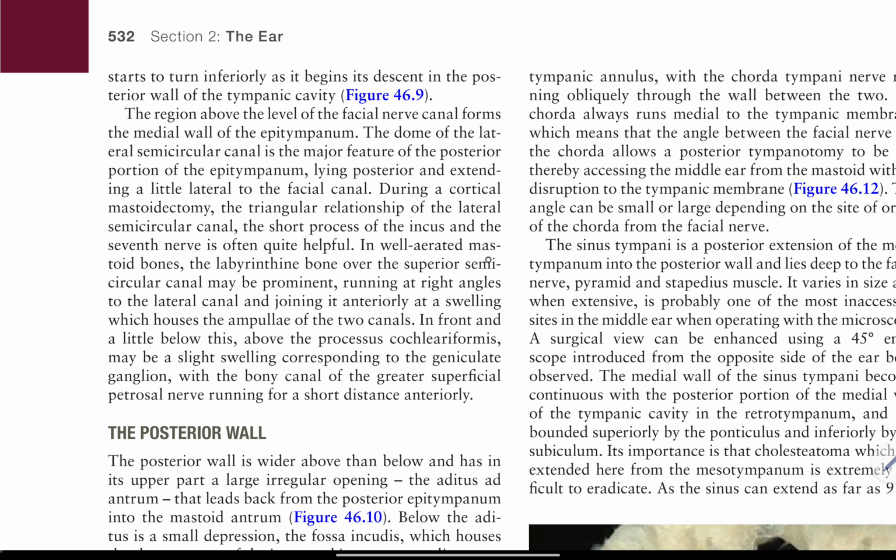In well aerated mastoid bones, the labyrinthine bone over the superior semicircular canal may be prominent, running at right angles to the lateral canal and joining it anteriorly at a swelling which houses the ampullae of the two canals. In front and a little below this, above the processus cochleaformis, may be a slight swelling corresponding to the geniculate ganglion, with the bony canal of the greater superficial petrosal nerve running for a short distance anteriorly.